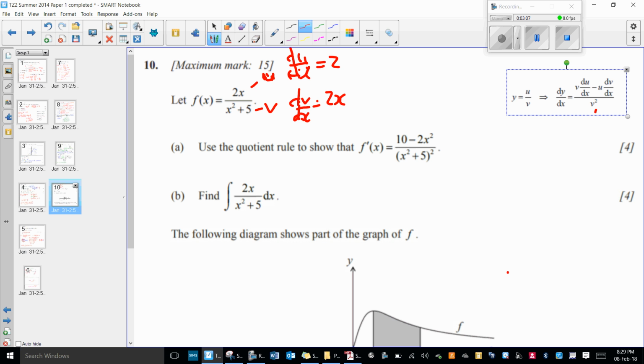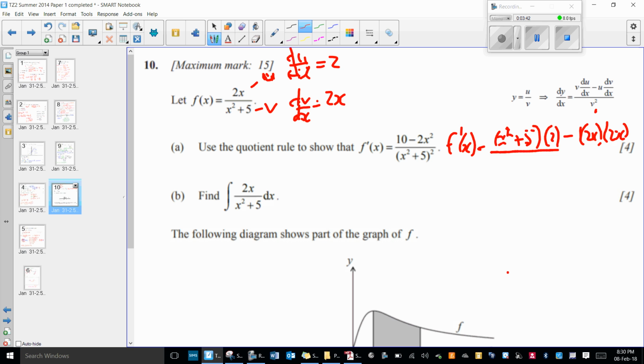Right, now we're going to stick them into this formula here. So we've got f dash x equals v, so we've got x squared plus 5, times by du dx, which we said was 2, minus 2x times by dv dx, which is 2x, all over v squared. So that's x squared plus 5 all squared.